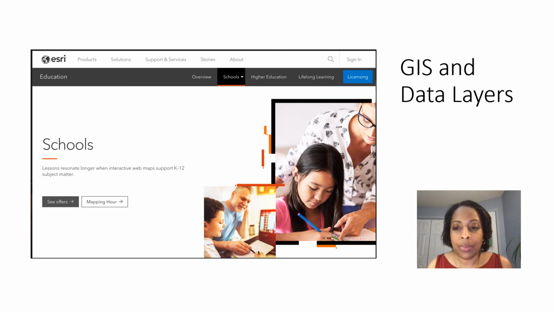One of your assignments asks you to integrate GIS and data layers into a lesson. Don't worry, the beauty of GIS is that it can be used in any subject. Can't wait to see what you do with that.